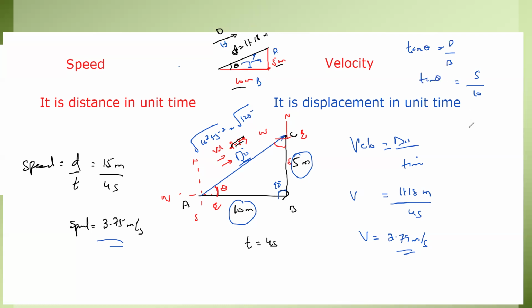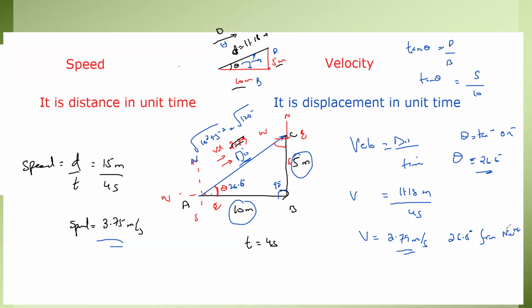So theta is tan inverse of 5 by 10, which means tan inverse 0.5. What's the answer for tan inverse 0.5? 26.6 degrees. So when I mention a direction, this angle is 26.6 degrees. The direction is 26.6 degrees from north.